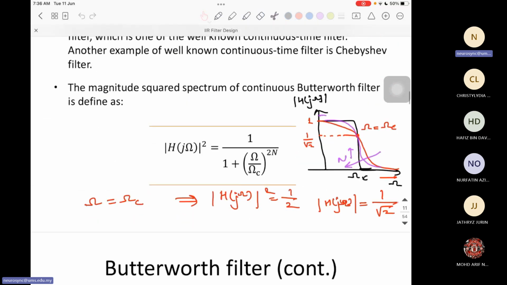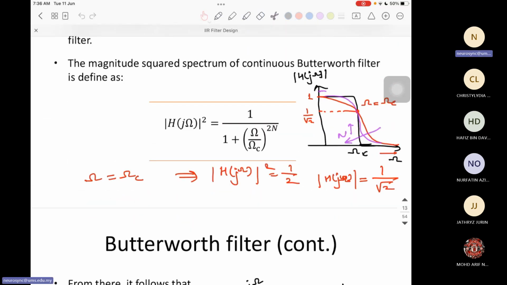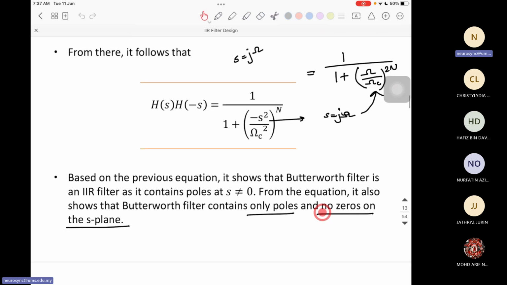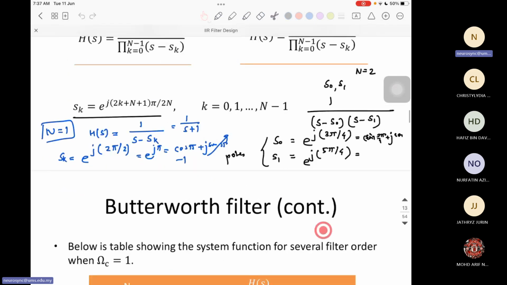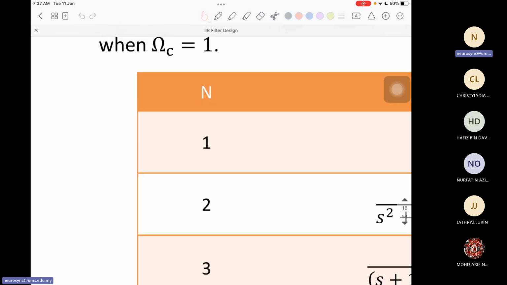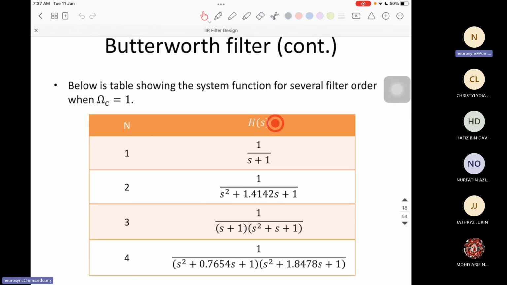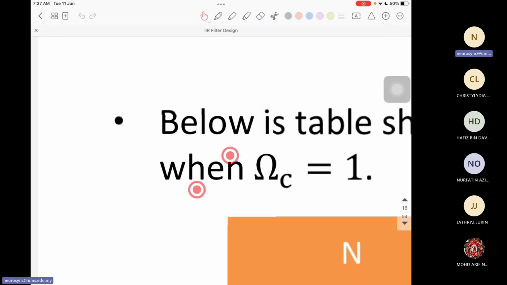Then the magnitude square spectrum for the Butterworth filter is this relation. From this we can find the transfer function for the nth order filter. If the order is 1, then the transfer function H of s of the Butterworth filter is 1 by s plus 1, where omega c is equal to 1. We have considered, for simplicity, the continuous time cutoff frequency, that is capital omega c, equal to 1.